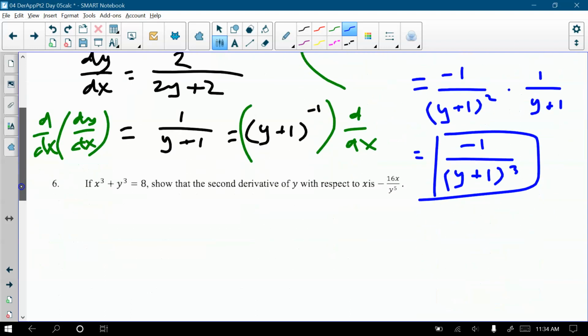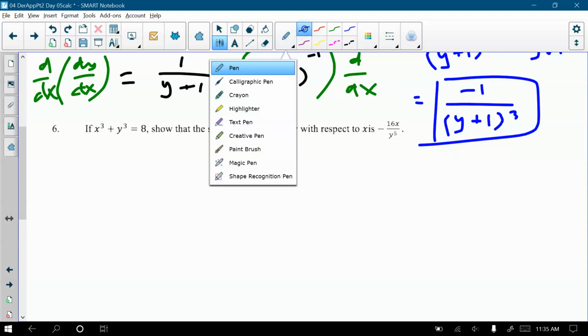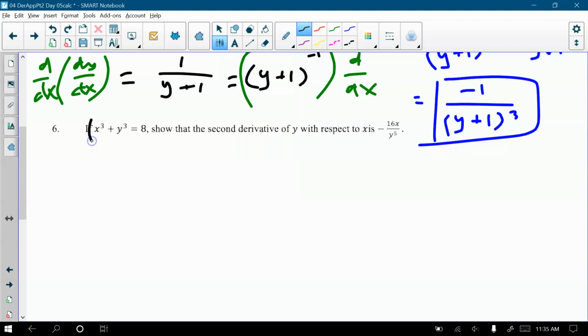Okay, last one. Oh, goodness, I need to go to sleep. This one says, show that the second derivative of y with respect to x is negative 16x over y to the fifth. And I still got one more video to make. Ay, ay, ay. Okay. Hope you guys appreciate this.